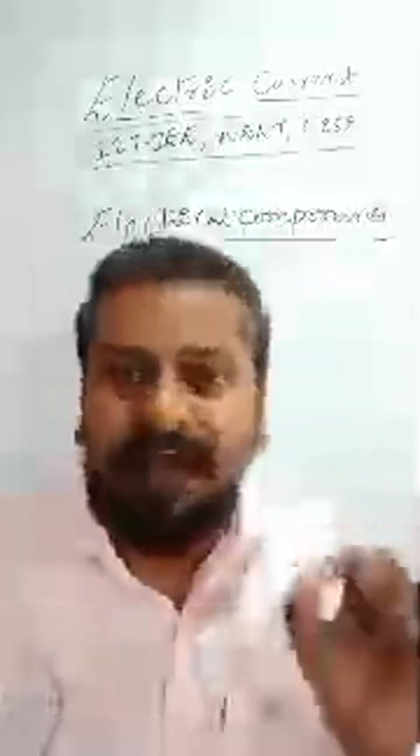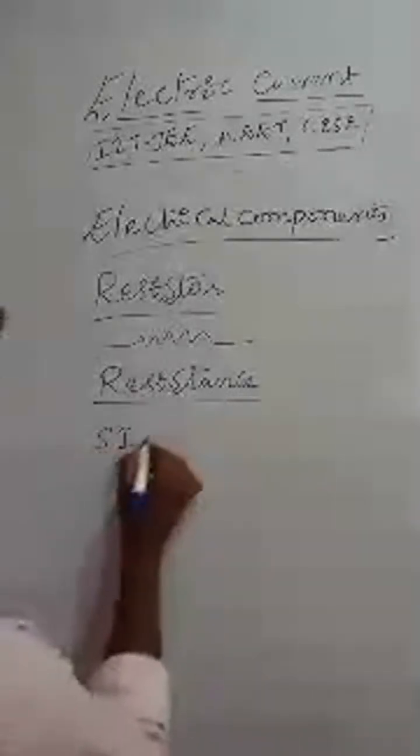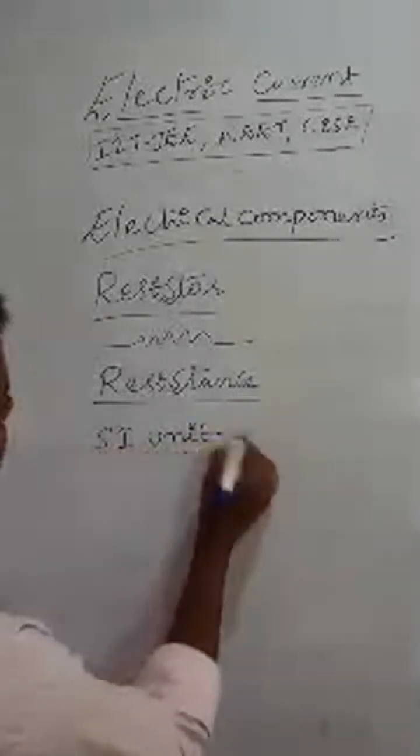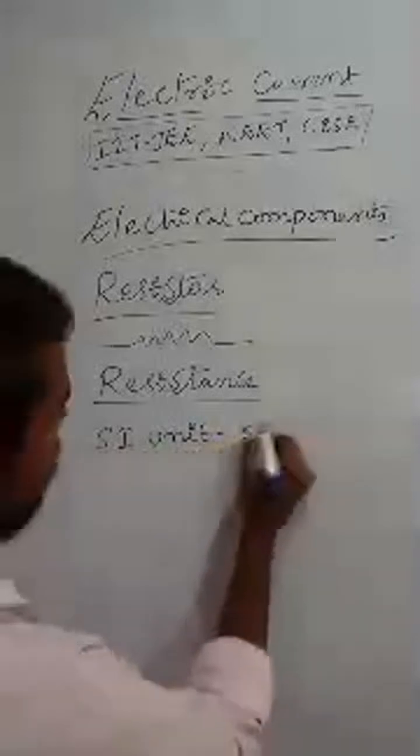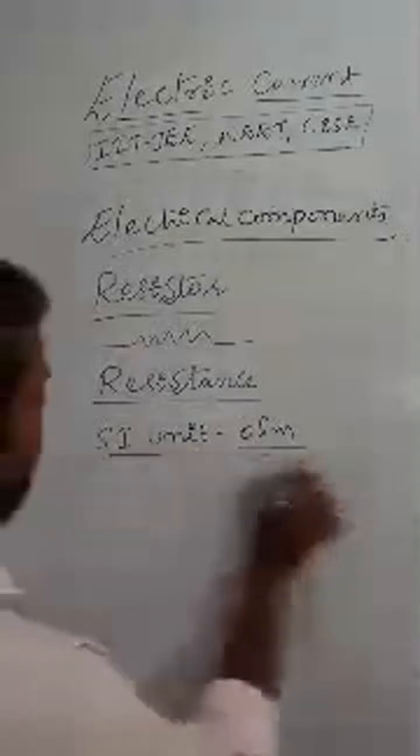Resistance is the phenomena of opposing electric current. Clear? So that is about resistance and resistor. What is the SI unit of resistance? SI unit is ohm. SI unit of resistance is ohm. Clear?